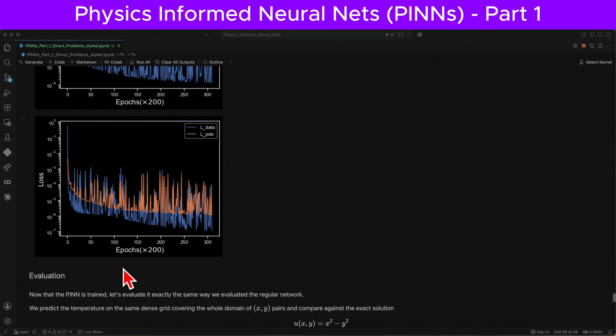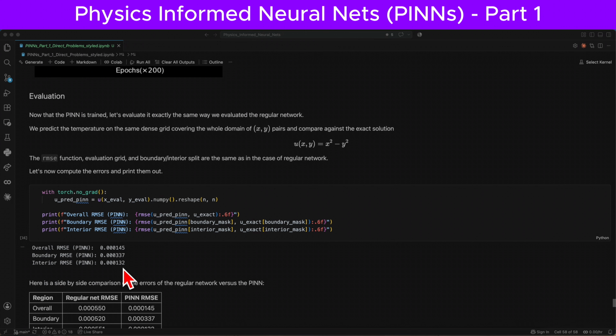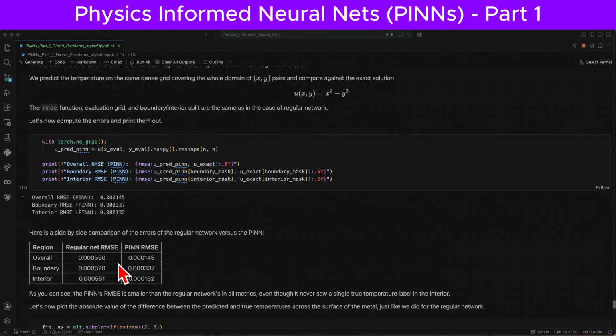Now that the PINN is trained, let's evaluate it exactly the same way we evaluated the regular network. We predict the temperature on the same dense grid covering the whole domain and compare against the exact solution x squared minus y squared, using the same RMSE function and the same boundary and interior split. And here are the results. The overall RMSE for the PINN is about 1 times 10 to the negative 4, which is a lot smaller than the regular network's. Here is a side-by-side comparison of the two.